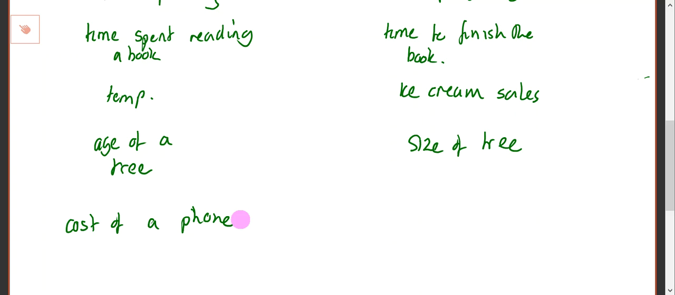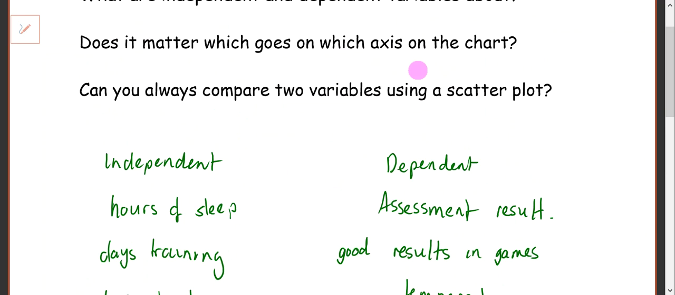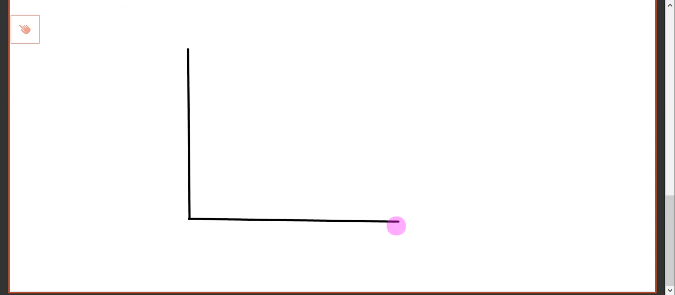Right, what's this? Now, the next question is, does it matter which goes on which? Does it matter which is the independent and the dependent? Right? I think yes. Go for it. Okay, so if we were to create our scatter plot, the convention is that this axis is the independent variable and this one's the dependent.